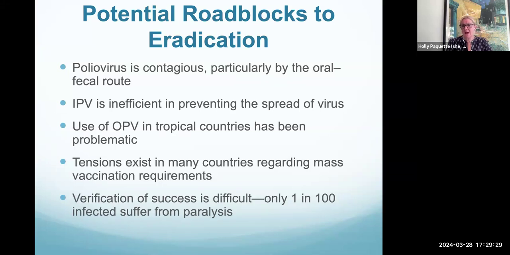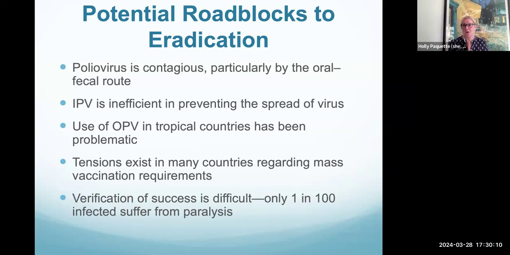The use of that OPV, or the oral polio vaccine, in tropical countries has been problematic. Remember, I talked about the fact that live attenuated generally has to be kept cold. It's hard to do that in places that don't have the infrastructure to keep that vaccine cold. And then I'll talk about this in just a minute when we get to a map. There are tensions in many countries regarding mass vaccination requirements, meaning that they don't trust the World Health Organization or those coming to do it in some countries. And I'll talk about specifically why polio has this as a bigger obstacle than others. And lastly, the verification of success is really difficult because so many people are asymptomatic and we only see 1 in 100 that are actually infected will get paralysis.